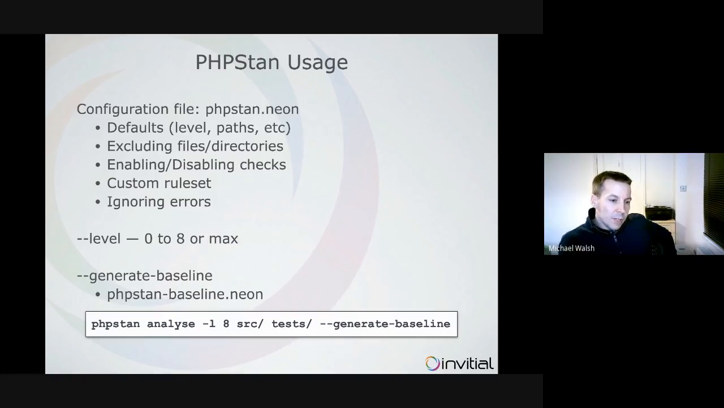As for the level, there's 9 levels at the minute, 0 to 8. And there's also a max level, which is always going to be the highest level at the time. So before there was level 8, level 7 was the max, and then level 8 came out, and that became the max. So you can run it as max, and then you don't have to worry about next time a new level comes out. You'll always get that highest level that you're running against your code.